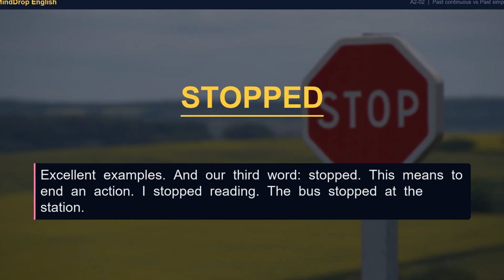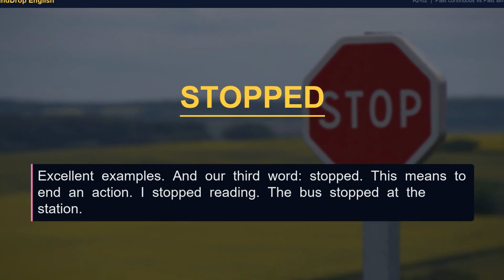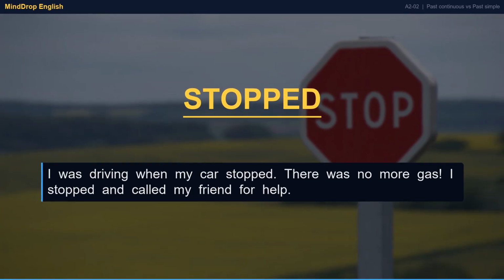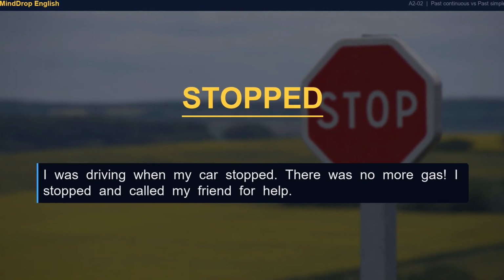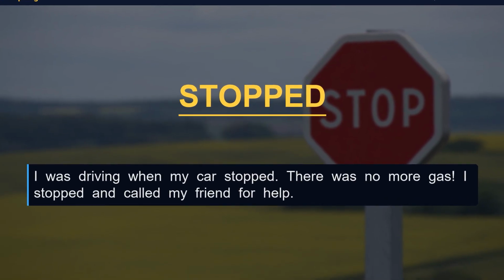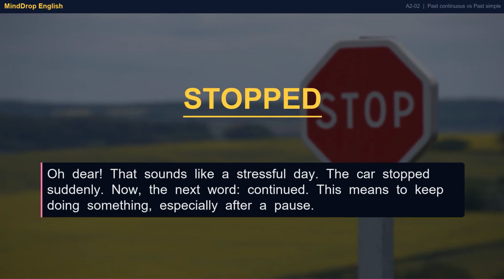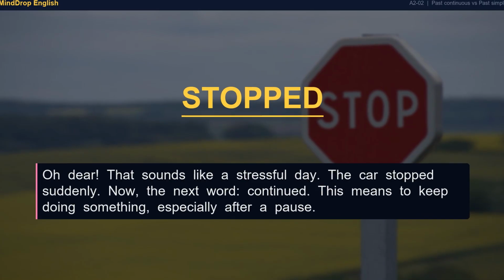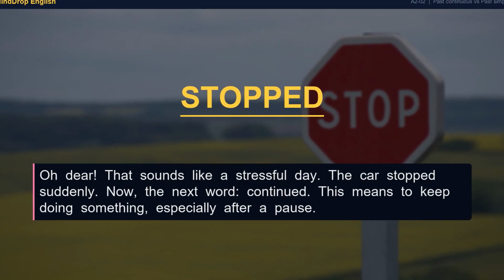Stopped. This means to end an action. I stopped reading. The bus stopped at the station. I was driving when my car stopped. There was no more gas. I stopped and called my friend for help. Oh dear, that sounds like a stressful day. The car stopped suddenly. Now, the next word.